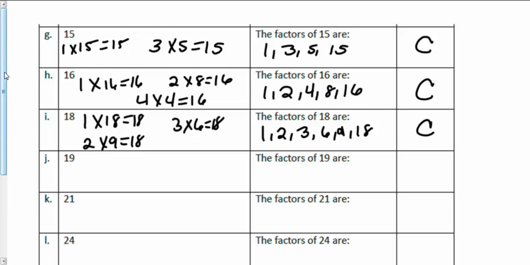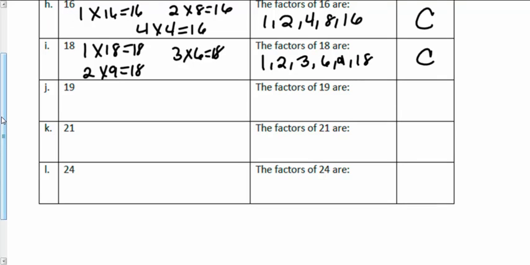Let's do 19. The only numbers I can think of that equal 19 are 1 times 19. So the only factors of 19 would be 1 and 19. So it is, and this is a comma, it's just a sloppy one, and that makes this prime.